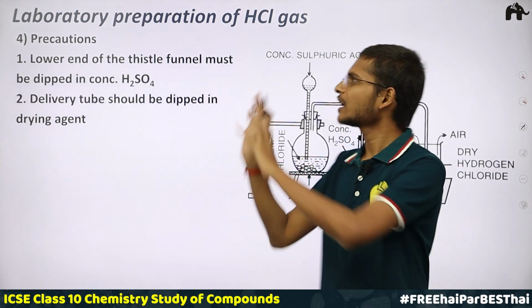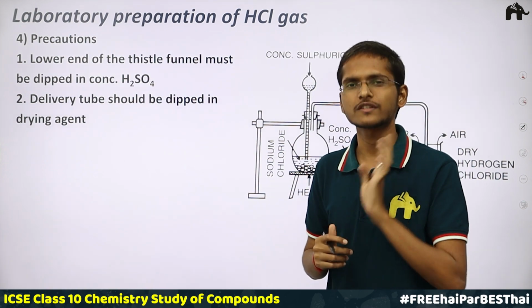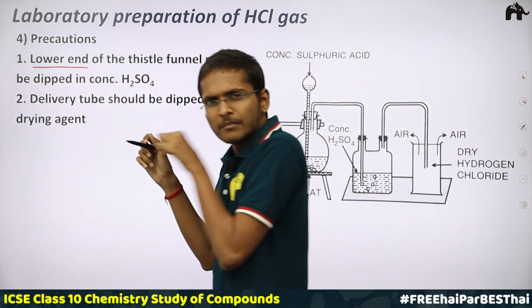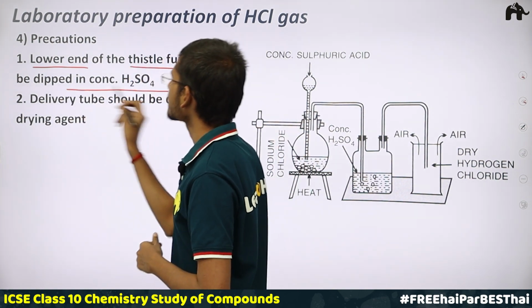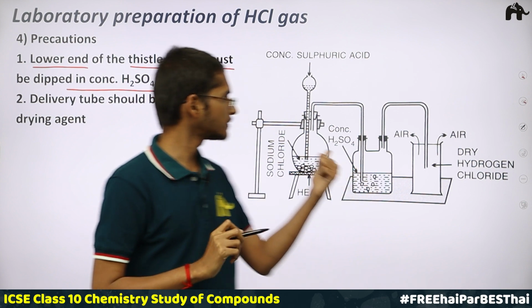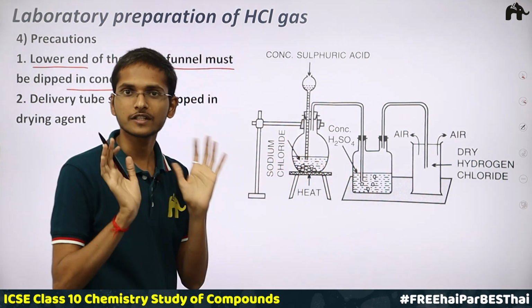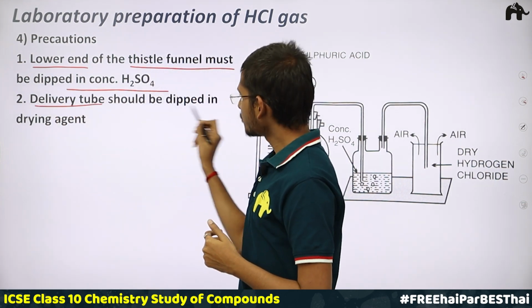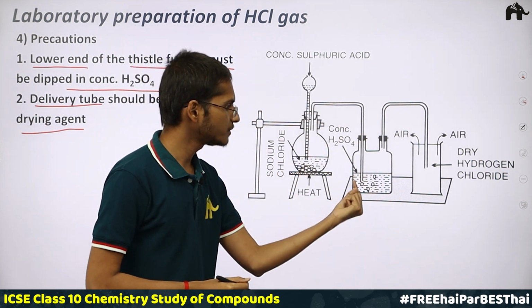Now lastly, about this entire lab preparation, we have to see some precautions, which I have already told you. Simply, we have to immerse the lower end of the thistle funnel in the concentrated sulfuric acid. And the second is, the delivery tube should be dipped in drying agent. This thing I have also told you. This delivery tube should be dipped in drying agent.